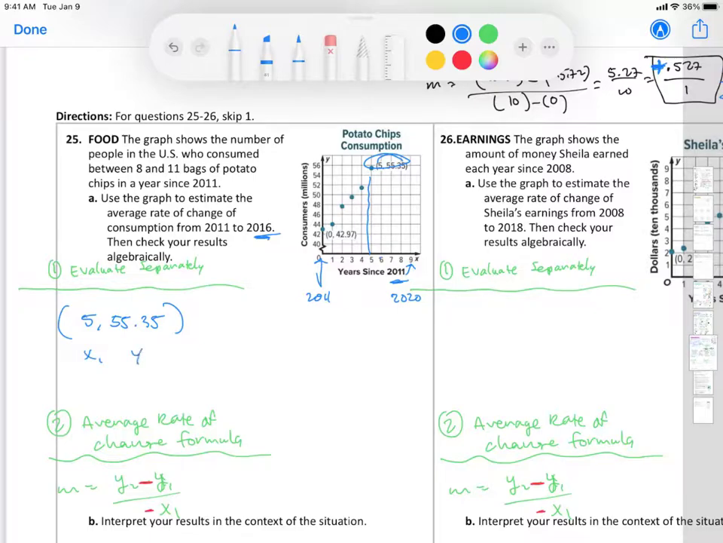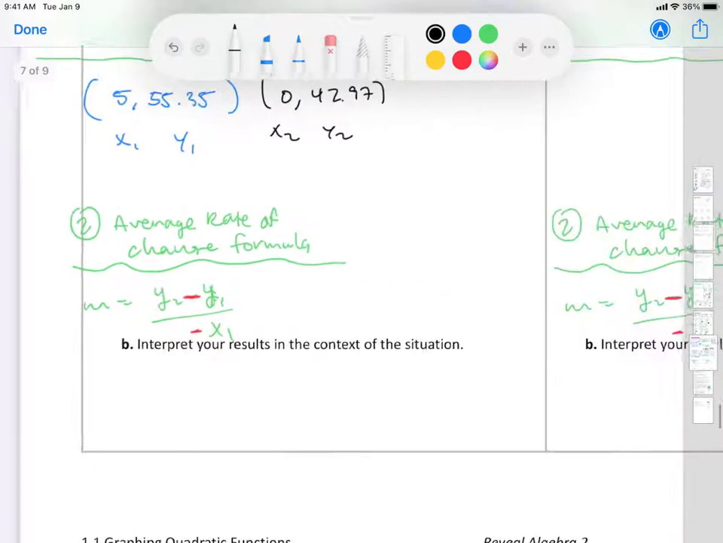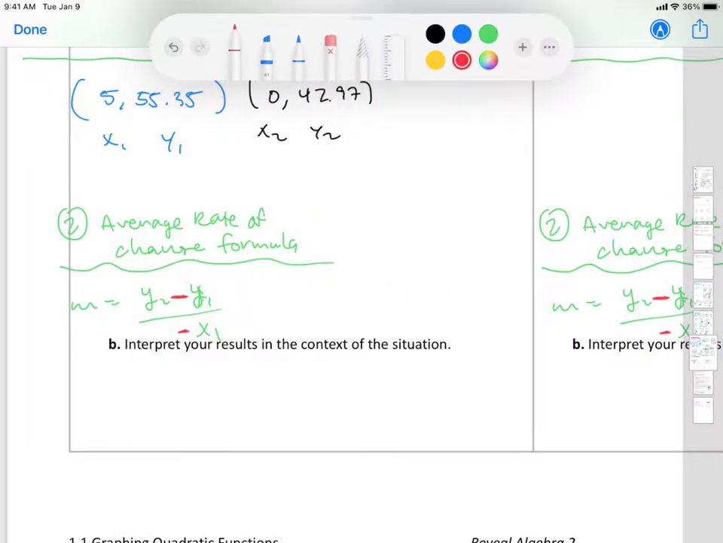Doesn't matter if you mix them up, x1, y1. And then 0 comma 42.97 is how much consumption was in the year 2011. Label them x1, y1, x2, y2. Write down your formula always. Don't forget to highlight the negative signs. So my y2 value is 42.97 and my y1 value is 55.35. My x2 value is 0 and my x1 value is 5.